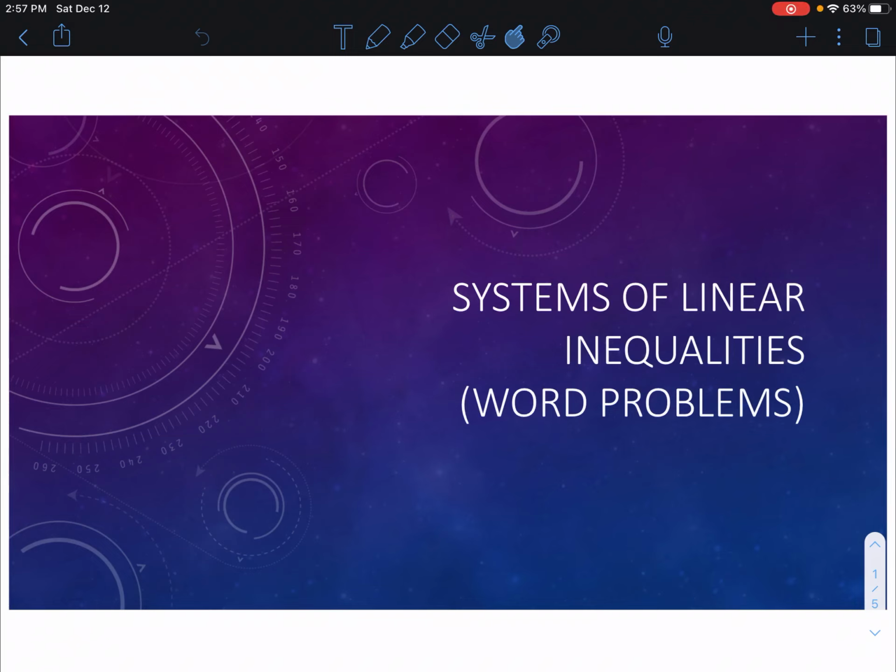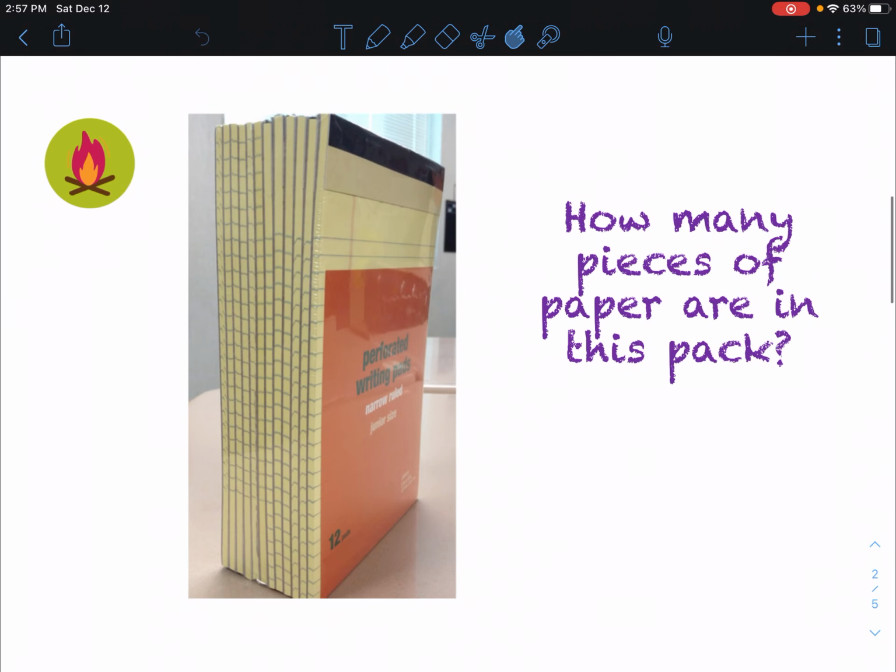Hello. Okay, so today we're going to talk about systems of linear inequality word problems. In other words, applications of our linear inequality systems. Before we get going on that, I'd like you to take a look at this picture. How many pieces of paper are in this pack, would you estimate?